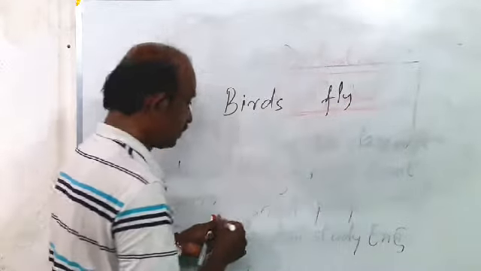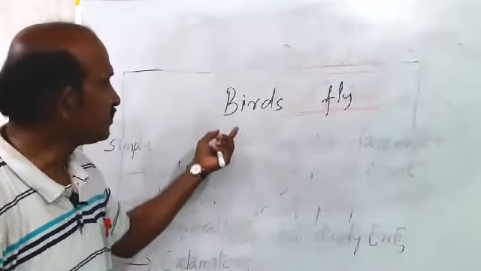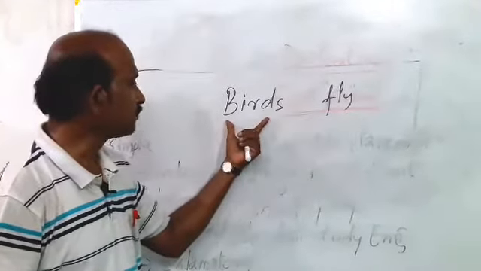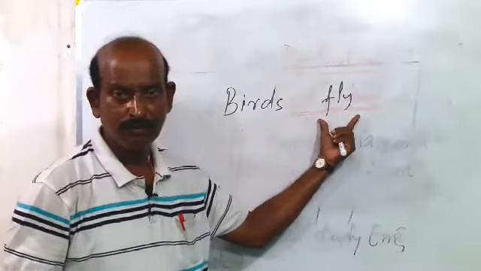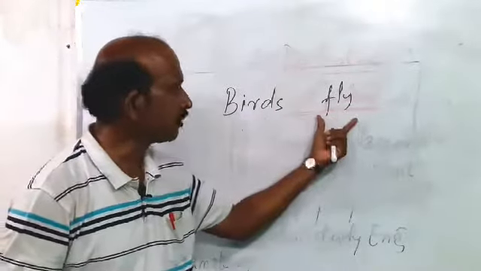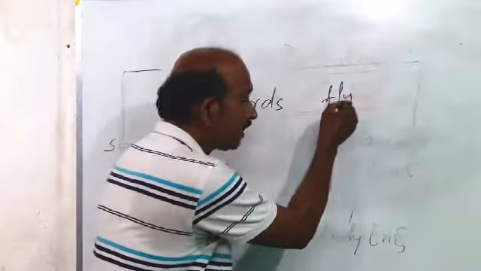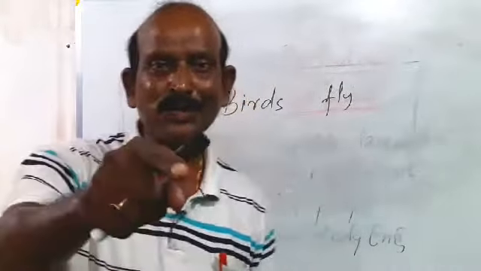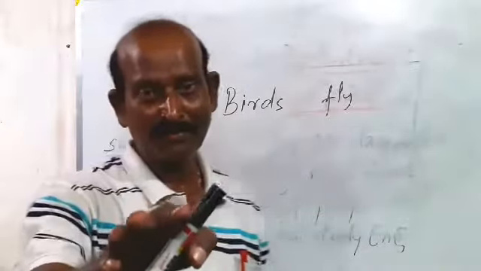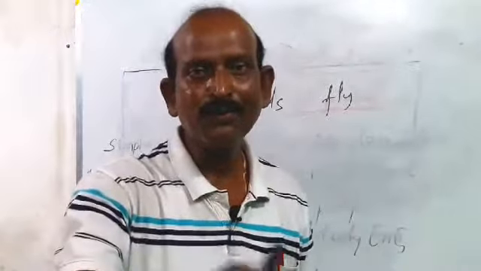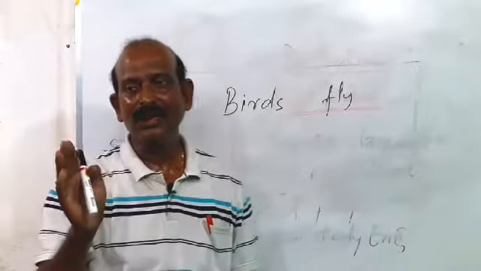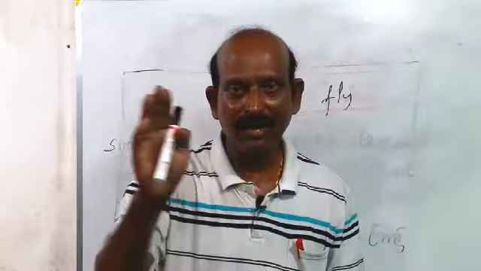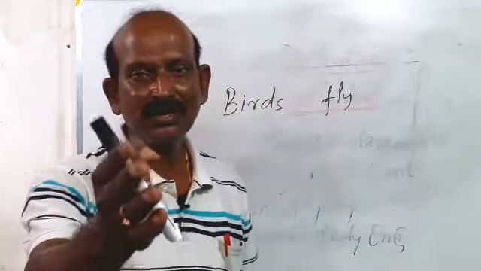In this sentence, there are two words only. One is birds, another is fly. And you know this is the subject and this is the verb. Yes or no? And follow, students, this verb fly is called an intransitive verb. What is an intransitive verb? The verb which doesn't take any object after it, that is called an intransitive verb.